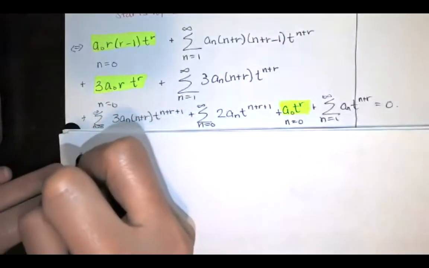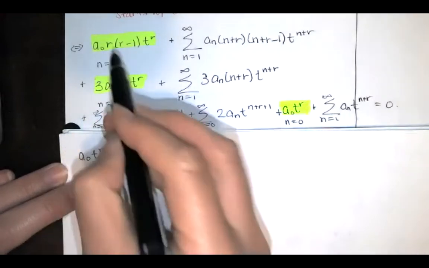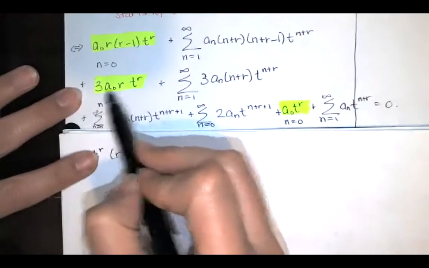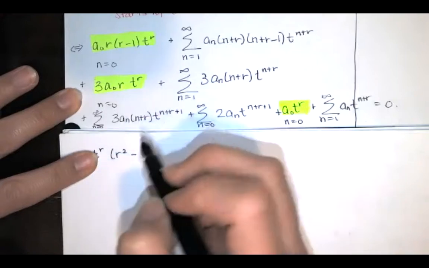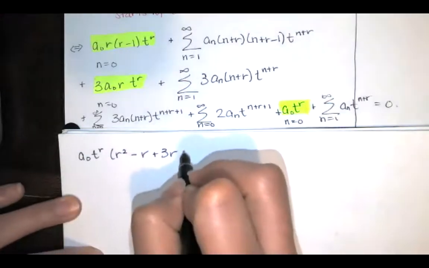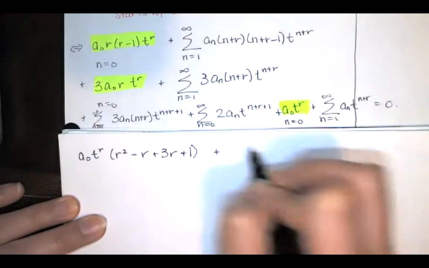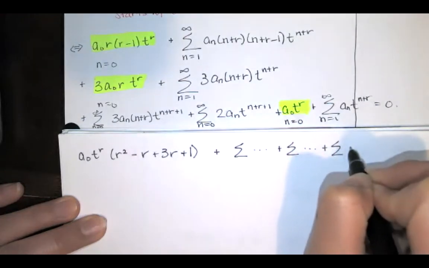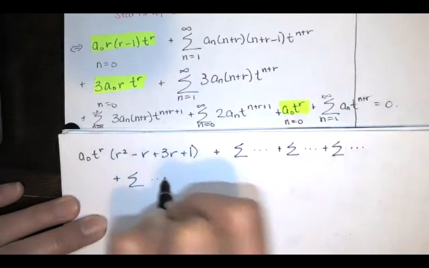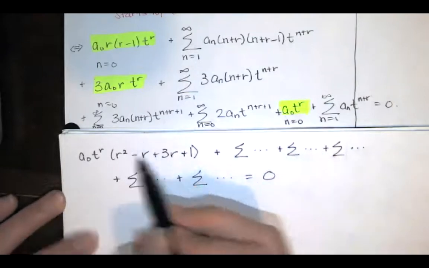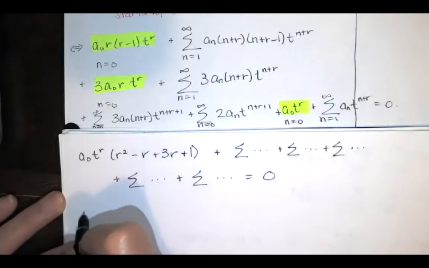So if I take out the a sub 0 and the t to the r, from here I have r squared minus r, if I distribute that r. From here, if I take out the a sub 0 and the t to the r, I'm left with a positive 3r. From here, if I take this out, well, this times 1 would give me that. And then we've got the other 5 series. I'm not going to write them all. I'll just write them like that for right now. The sum of those 5 series, and we get 0. So this is our indicial equation.